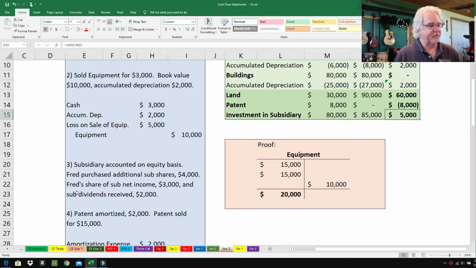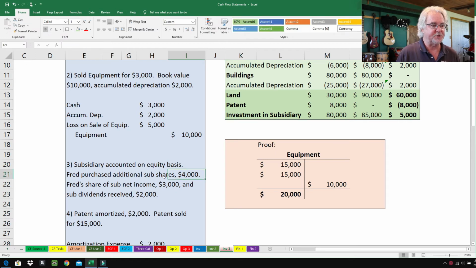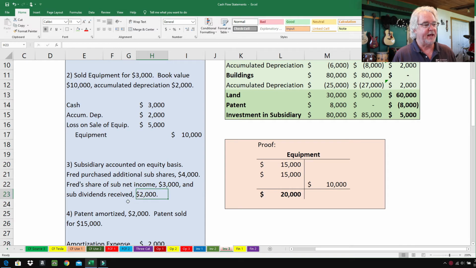So what else is going on? Fred's share of net income was $3,000. So that share of net income would increase the investment in subsidiary by $3,000. And Fred received subsidiary dividends of $2,000. Well, whenever the owner of the subsidiary receives dividends, that decreases the investment in subsidiary. So here's what's going on. Here's the $4,000 of additional shares that were purchased, an increase of $3,000 for the subsidiary net income, and deduct out $2,000 for the dividends. And if you do the math there, you get a change of $5,000.